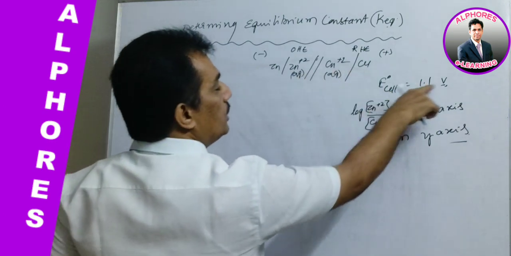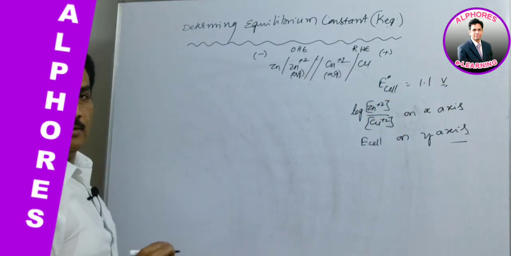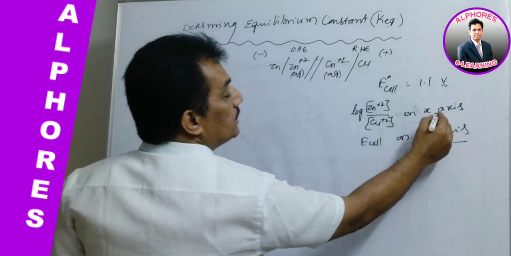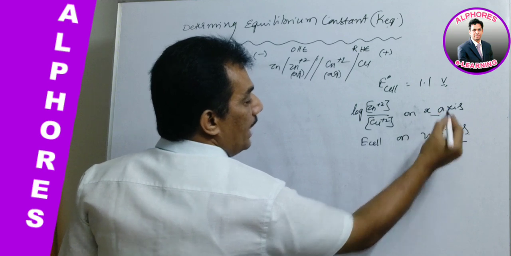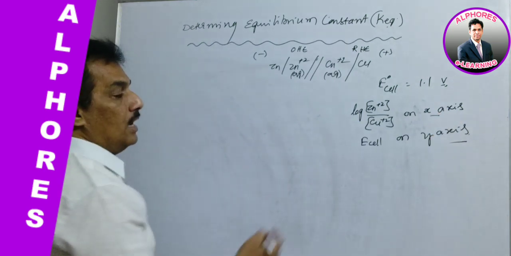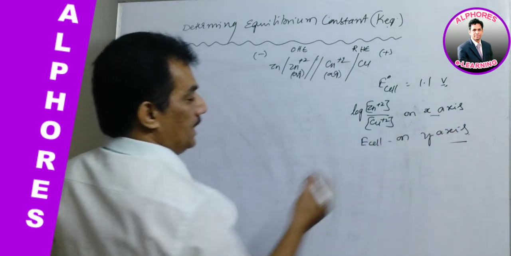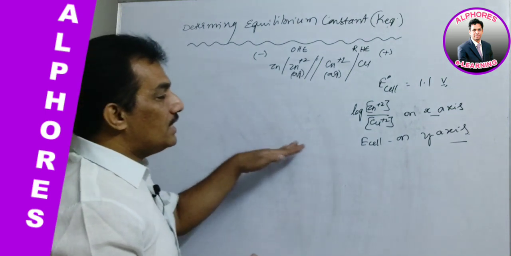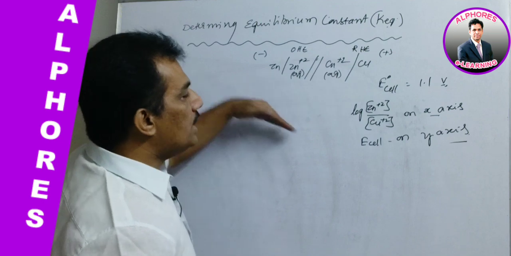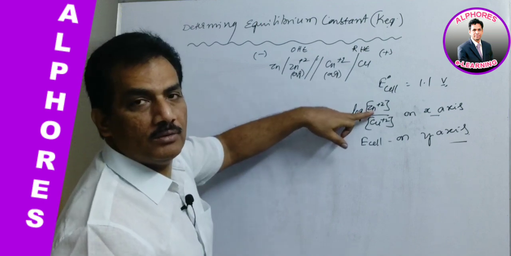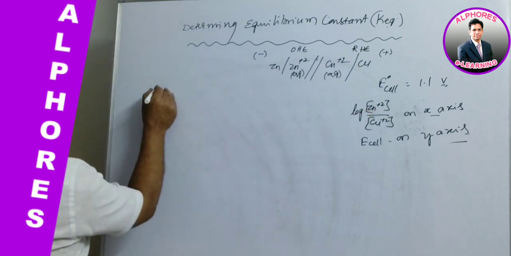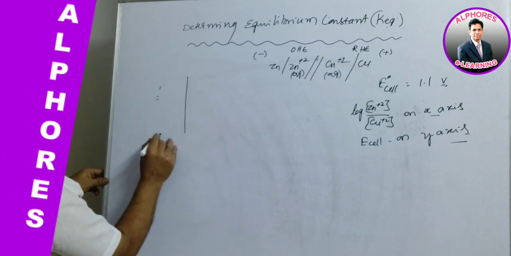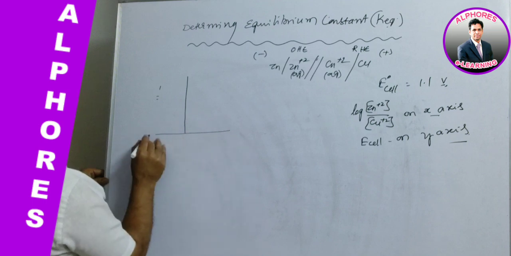Again I am repeating the question. For this cell, E naught cell value is given, and log Zn plus 2 by Cu plus 2 value is taken on x axis and E cell is taken on y axis. And then which of the following graph correctly correlates with this concept? The graphs are given like this. First graph is given, it is drawn like this.